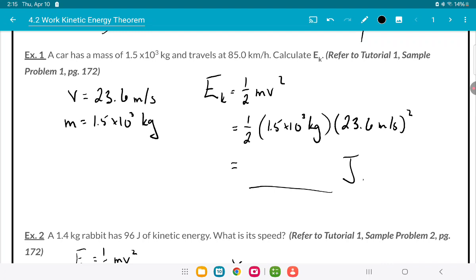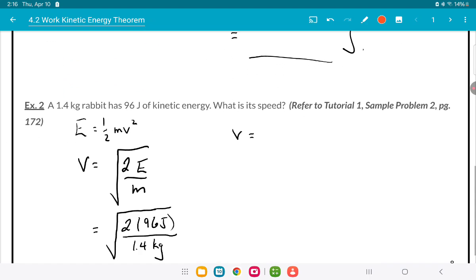We have a car has a mass of 1.5 times 10 to the 3 kilograms and travels at 85 kilometers an hour. Calculate EK. So I state my givens. That's like normal right here. So here are my givens. And then I have EK equals 1/2 mv squared. Sub the values in. Boom. There's your calculation for kinetic energy. There's the moving energy.